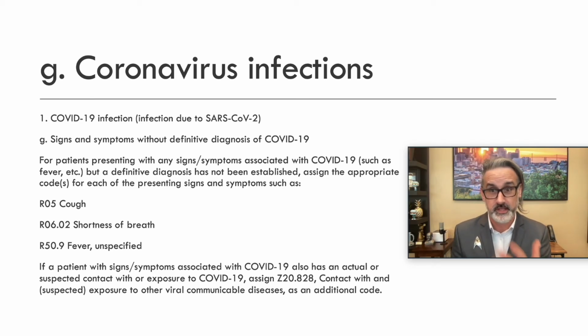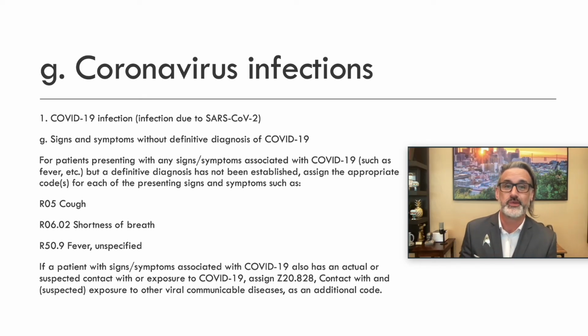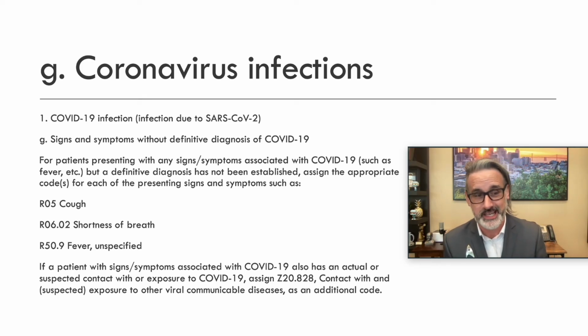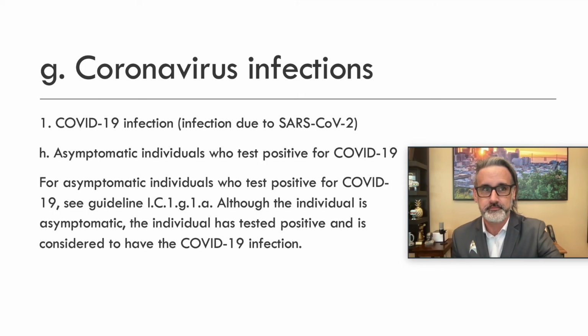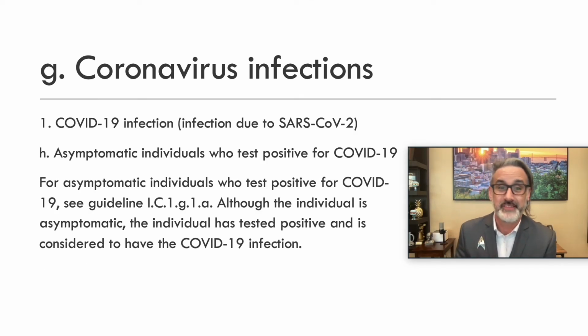So just remembering that if the patient has signs or symptoms, we code the signs and symptoms first. If they have exposure to COVID-19 or suspected exposure, then we tack on the Z20.828 code. And then we have asymptomatic individuals who test positive for COVID-19.